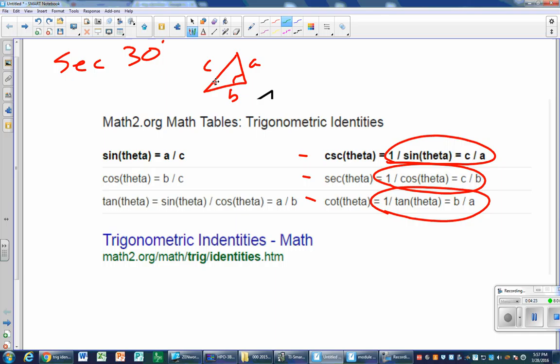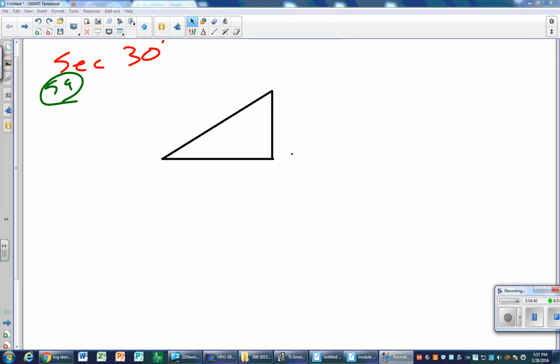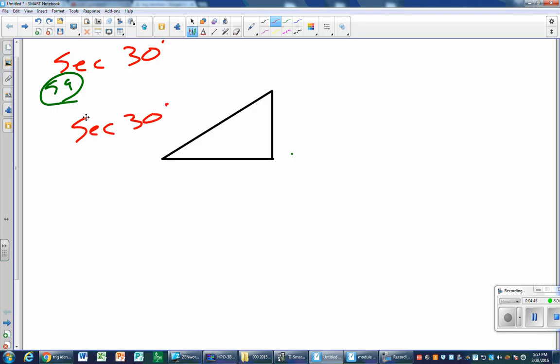Number 59. So we know that the secant of 30 degrees is 1 over cosine. So the secant of 30 degrees equals 1 over cosine of 30 degrees. Really? It's really going to be that easy? Yes, it's really going to be that easy. So what you do is you find out the cosine of 30 degrees.